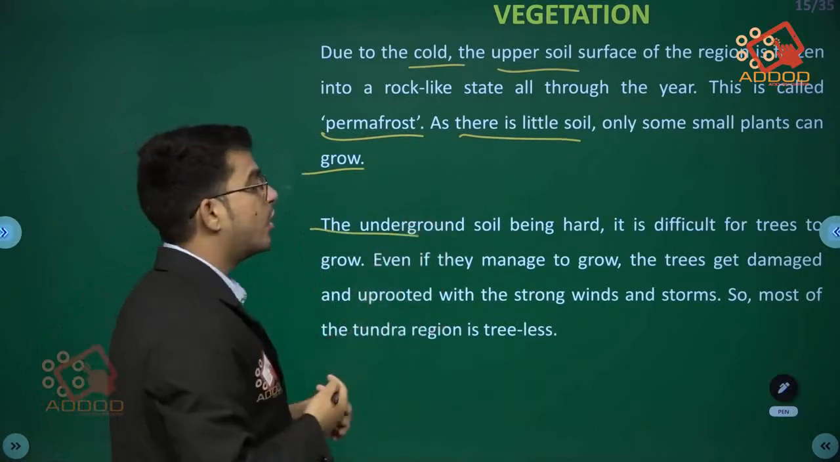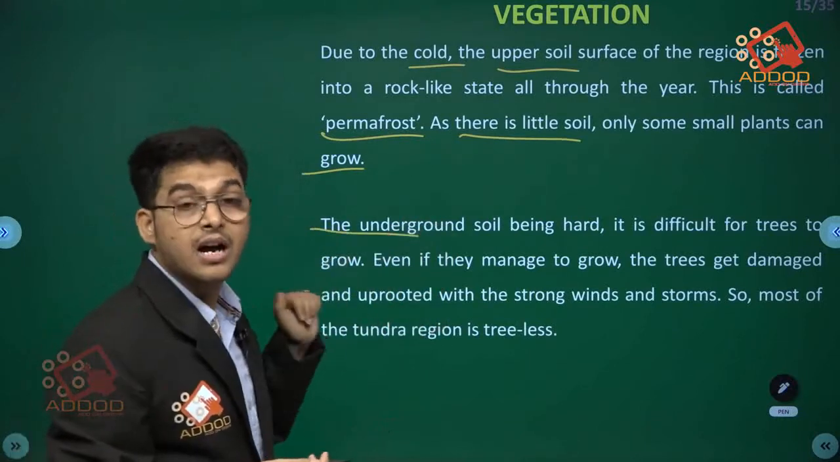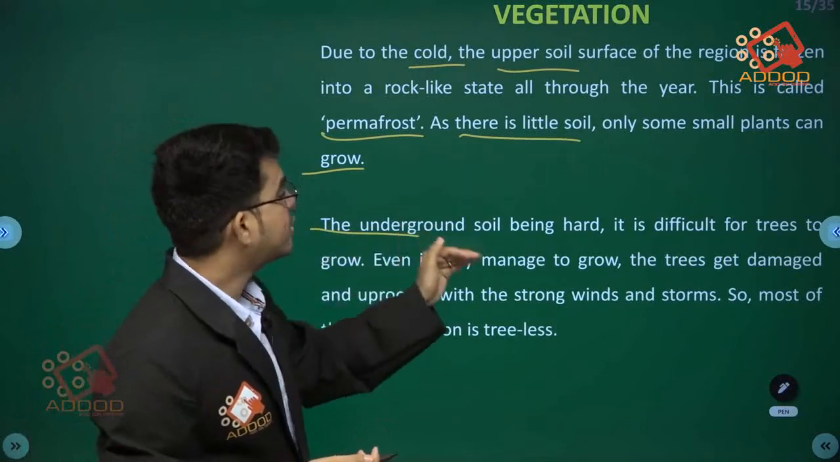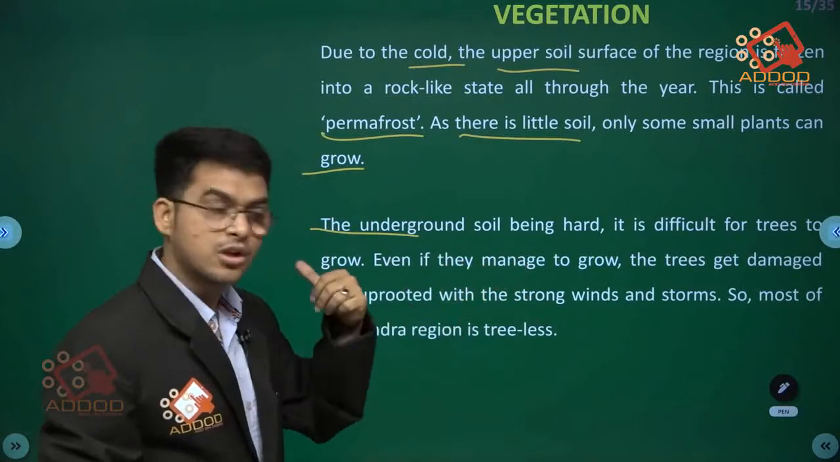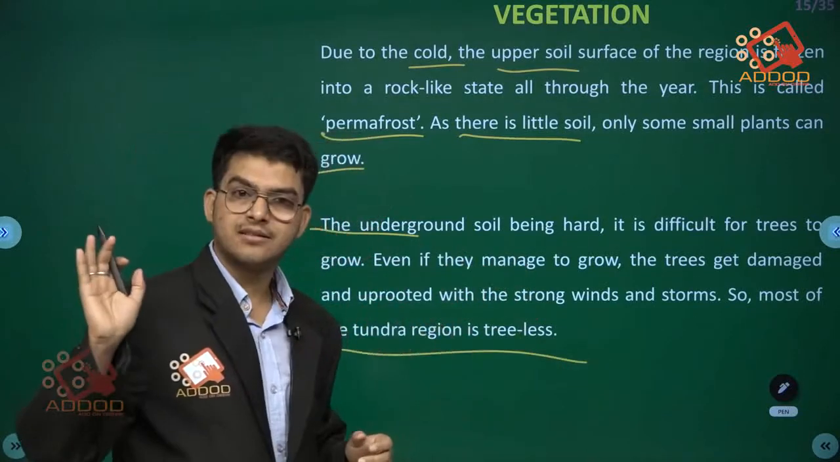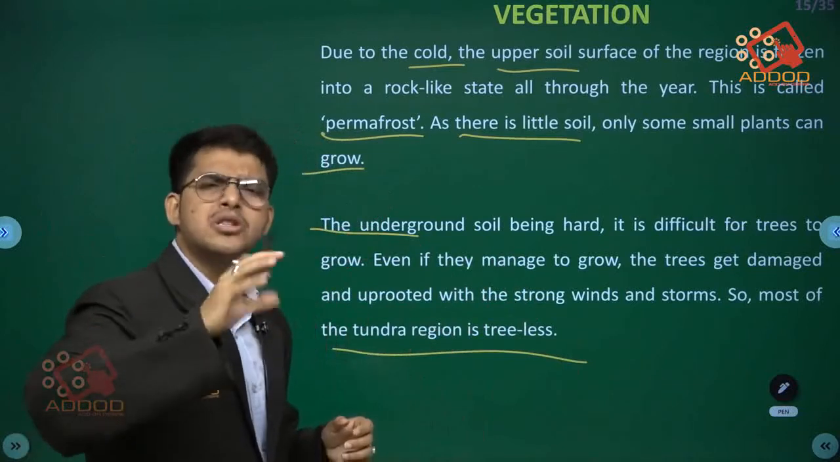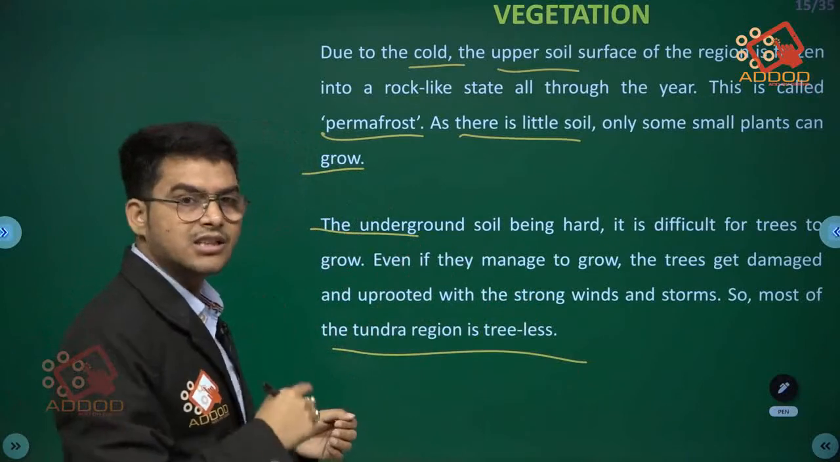The underground soil being hard, it is difficult for trees to grow because it is very hard. Even if they manage to grow, the trees get damaged and uprooted with the strong winds and storms. So most of the tundra region is treeless, no tree at all. Somehow some bushes, a little bit of vegetation. That's what we just saw.